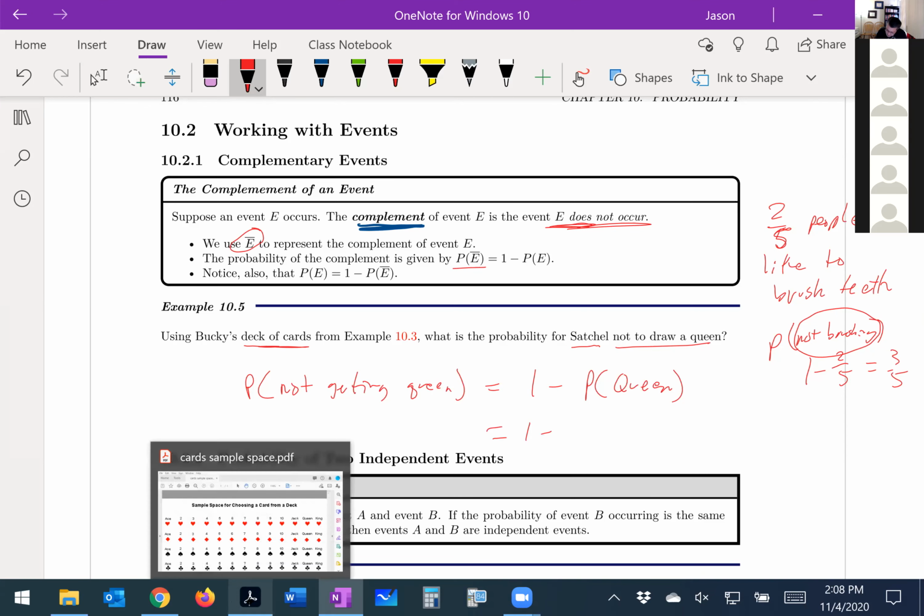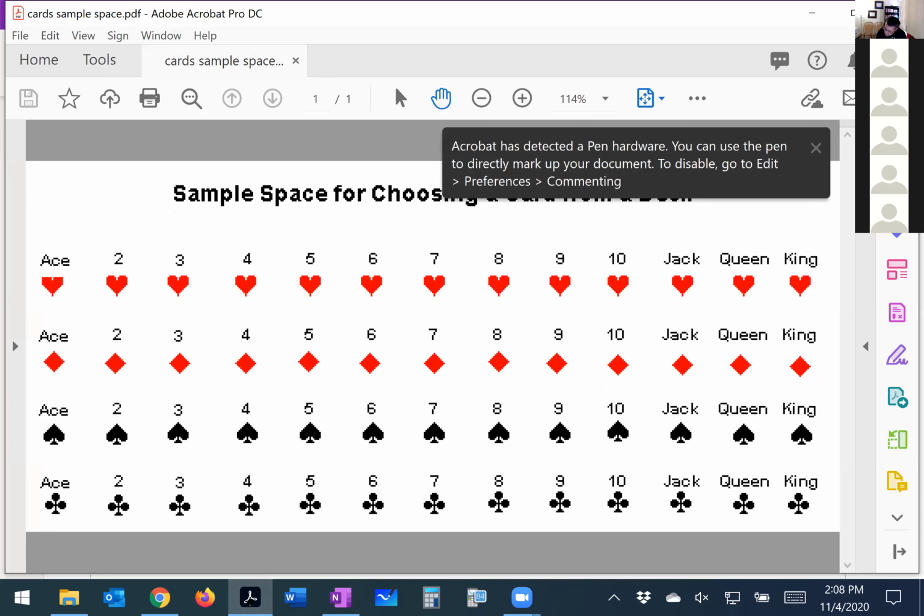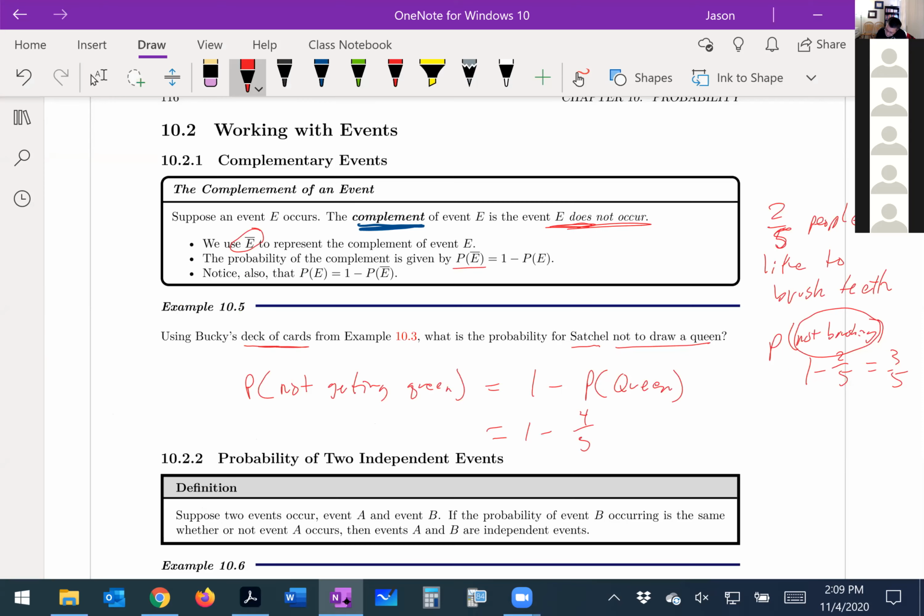What's the probability of getting a queen? Well, let's look at our sample space here. How many queens are there? There's 4 out of 52. Yep, there's 4 queens. Very good. So this is going to be 1 minus 1/13. And what's 1 minus 1/13? 12/13. The probability of not getting a queen is 12 out of 13.